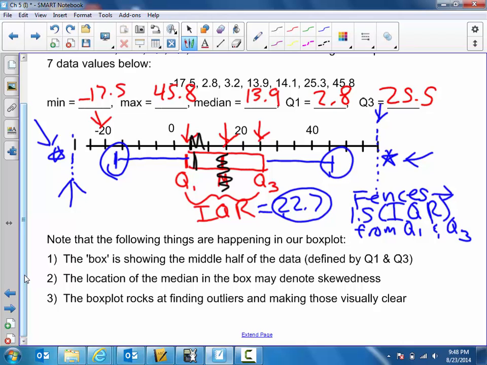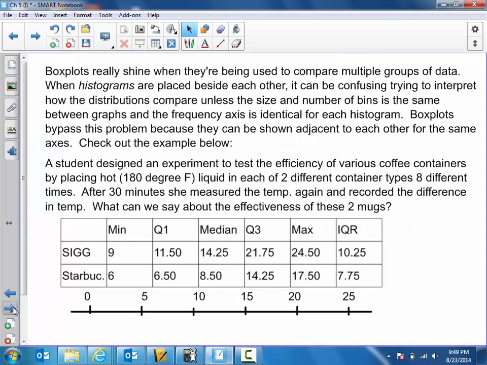Okay, so you can make a visual comparison, see where that median is. If you've got a big distance between the median and quartile 3, your data might be skewed right. In short, if instead of the median being right here, we had a median right over here, now you've got a big span to quartile 1, it might suggest that our data would be skewed left. Okay, that's the second thing. Boxplot rocks at finding outliers and making those visually clear. Yeah, we already talked about that.